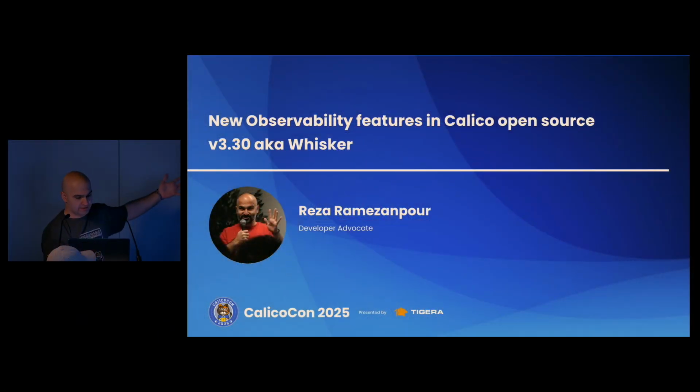This session is all about our new observability features in Calico Open Source, version 3.30, which is an upcoming release. You can technically run it right now. It's in our master branch currently. The observability dashboard is called Whisker. Again, we're going with the same theme as the Calico Cat.